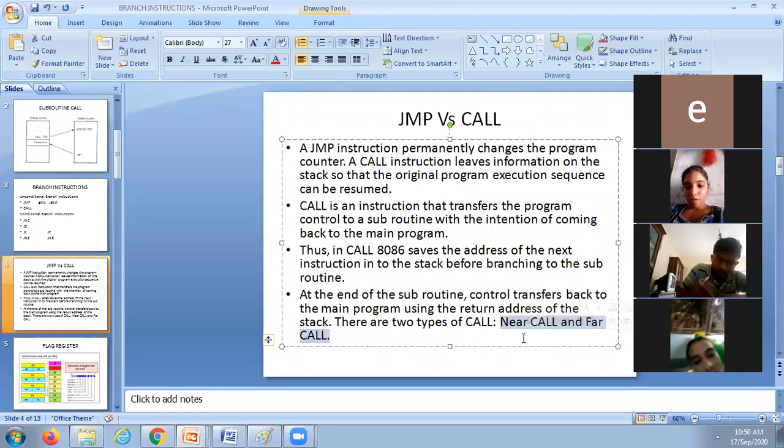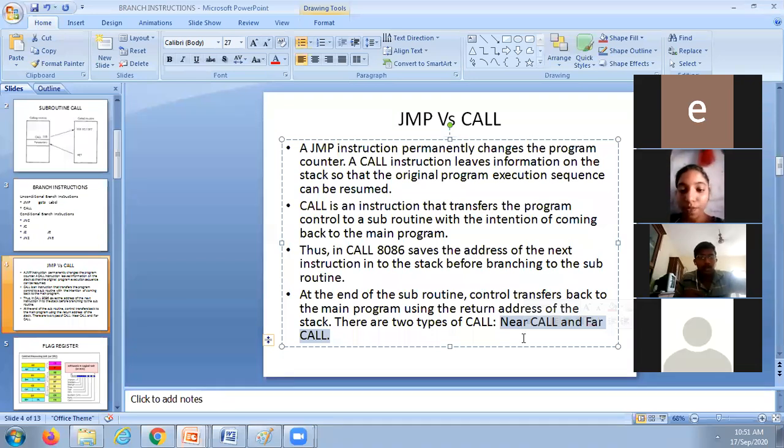Then in C also, you have the keywords near and far. What is the meaning of near? Near, tell me in Telugu. దగ్గర. Far, దూరం. So what is the meaning of this? Near call means within the segment.